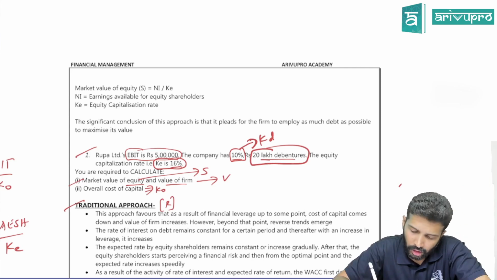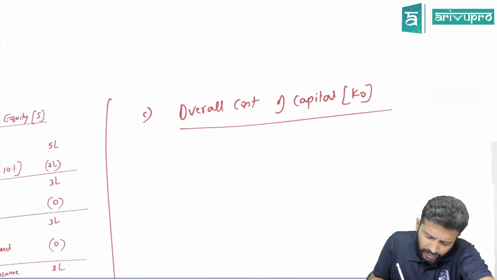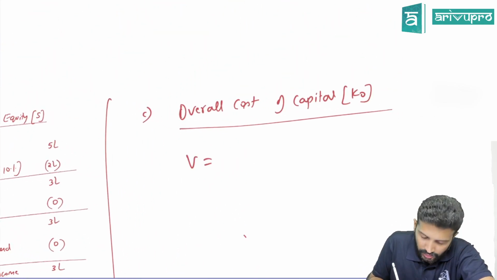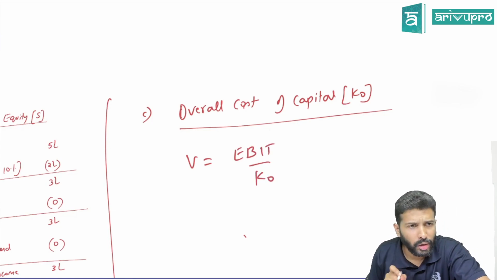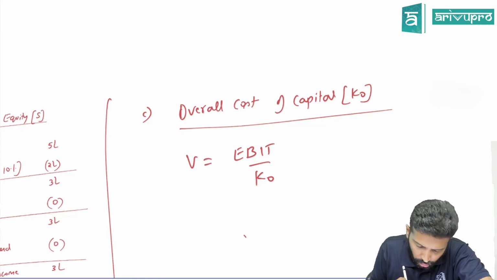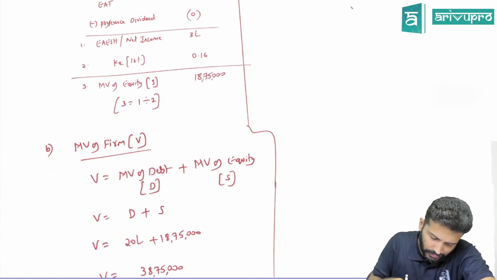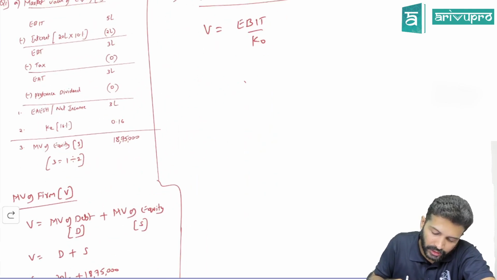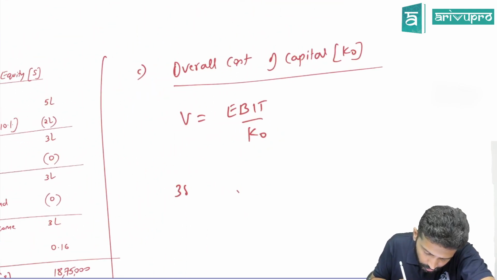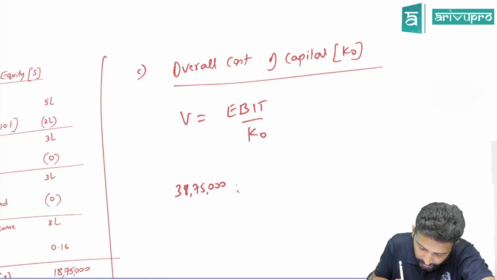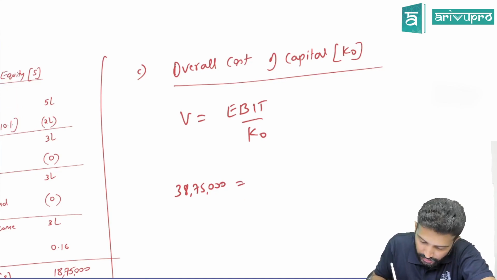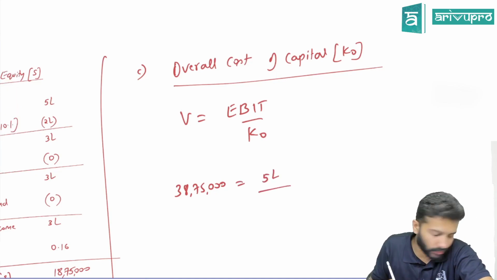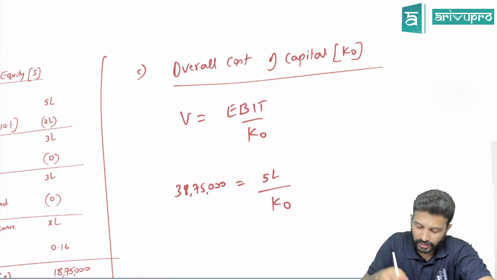Or simply use the one that you have learned right now. V is equal to what? V is equal to EBIT divided by KO. Do you know V, the value of the firm? Yes, just now you have got it: 38 lakh 75,000. EBIT, do you have to find out, or is it given in the problem? EBIT is given in the question. Check what the EBIT is. 5 lakh. Is the overall cost of capital KO given or missing? Missing. That's what we need to find out.